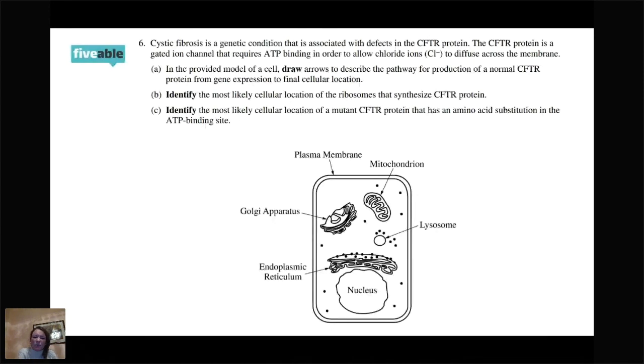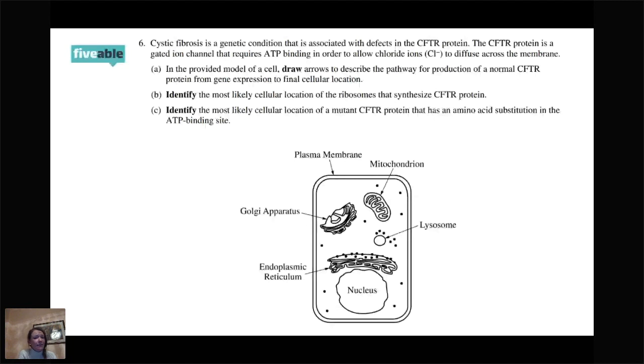So are there some free ribosomes? Yes, we can see the dots floating around in the cell, but it's much, much more likely that the protein is synthesized in the highest concentration of ribosomes, which is in the rough endoplasmic reticulum. So that's all you needed to say for part B. It is synthesized in the rough endoplasmic reticulum. Wow. You guys already, just from this little review, would have at least gotten 2 out of 3 points. And you would have been way ahead of the national average for this question.